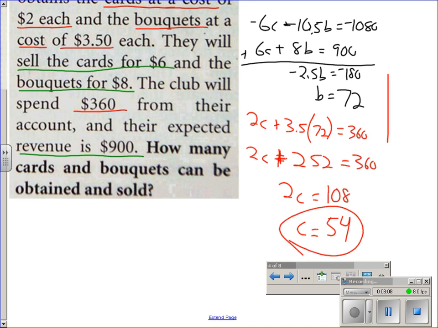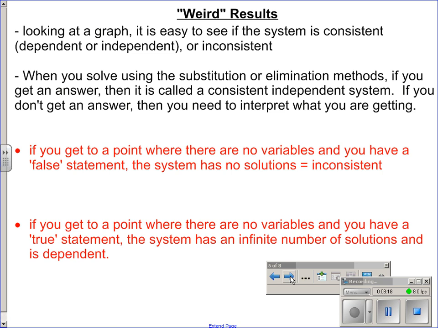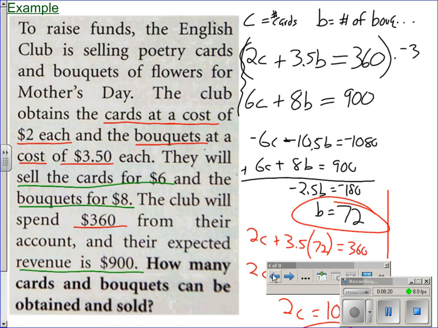So the question was, how many cards and bouquets can be obtained and sold? 54 cards, 72 bouquets. That is it for this section of this video. In the next one we talk about what happens when you get weird results, and how to interpret them.